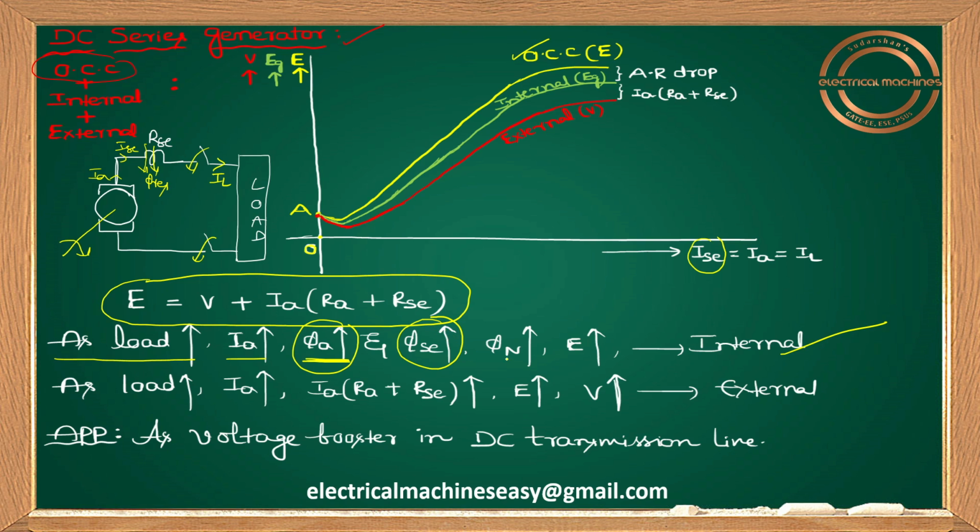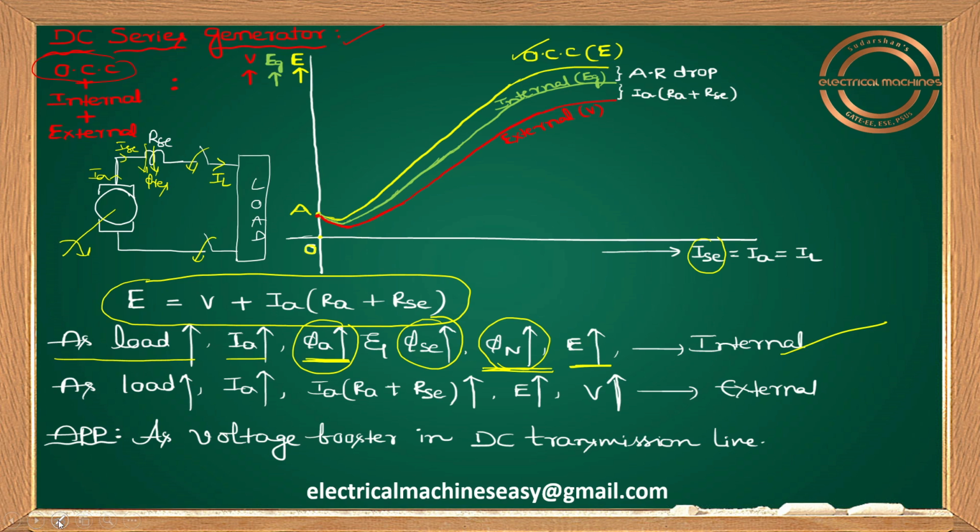That is the reason why the net flux will increase here. Try to understand. In the previous case, as load increases, IA increases, phi A increases, armature reaction effect increases, the demagnetizing MMF increases, and net flux reduces. But now I'm writing that net flux increases. What is the reason? Very simple: as load increases here, in addition to armature flux, the series flux, the main flux, also increases. So the net flux will be increasing, EMF will be increasing. Okay, guys, that's the reason why the internal characteristics will be rising in this manner.